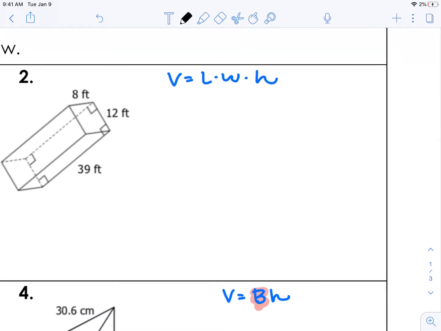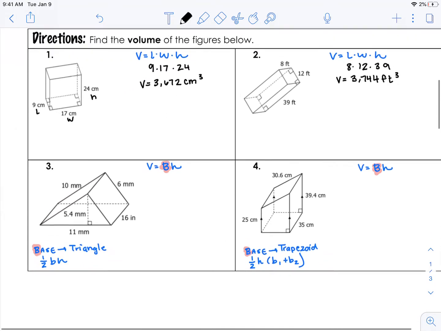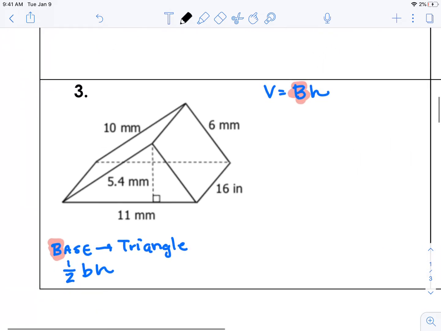Okay, number 2. Again, it's another rectangular prism, so that's length times width times height. So that's just 8 times 12 times 39. Plug it in, and you get 3,744 feet cubed.